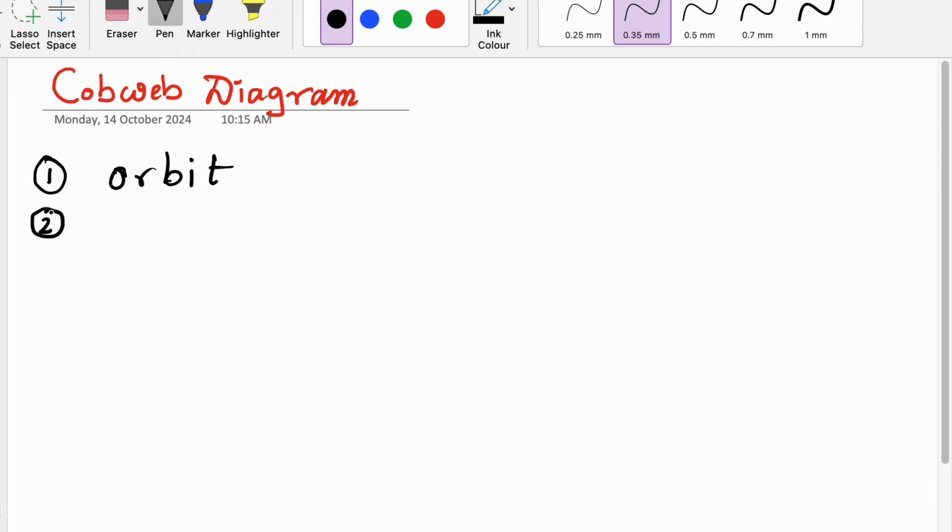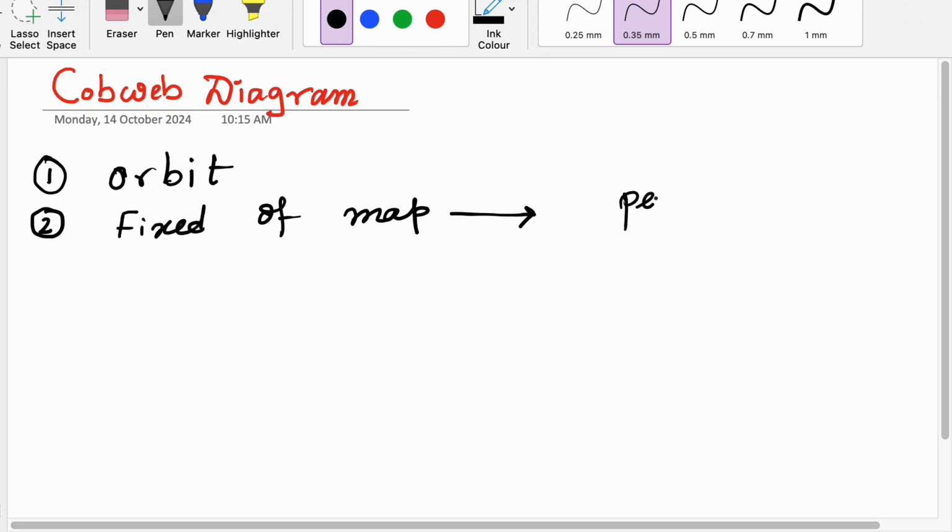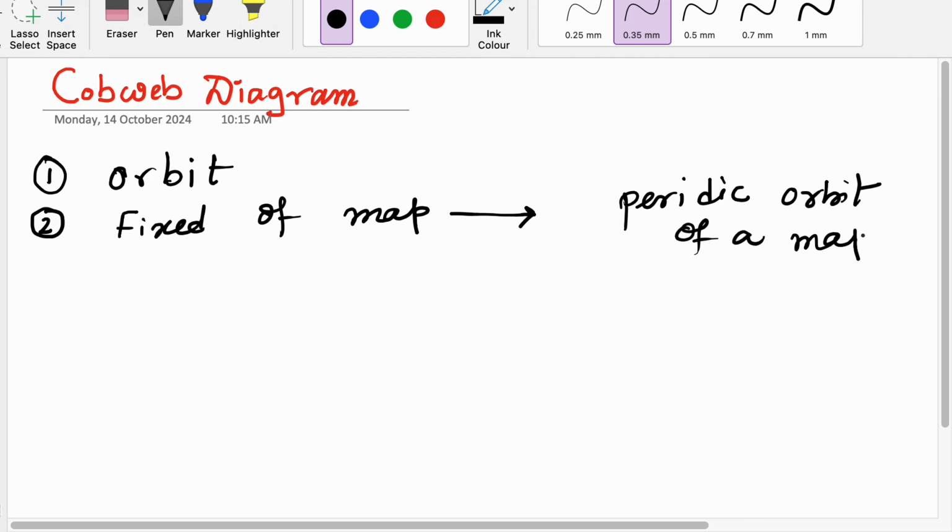We also defined what a fixed point of a map is, and we extended this definition of the fixed point of the map to define the periodic orbit of a map. A periodic orbit is nothing but the fixed point of higher iterates of that map. So that much we have learned.